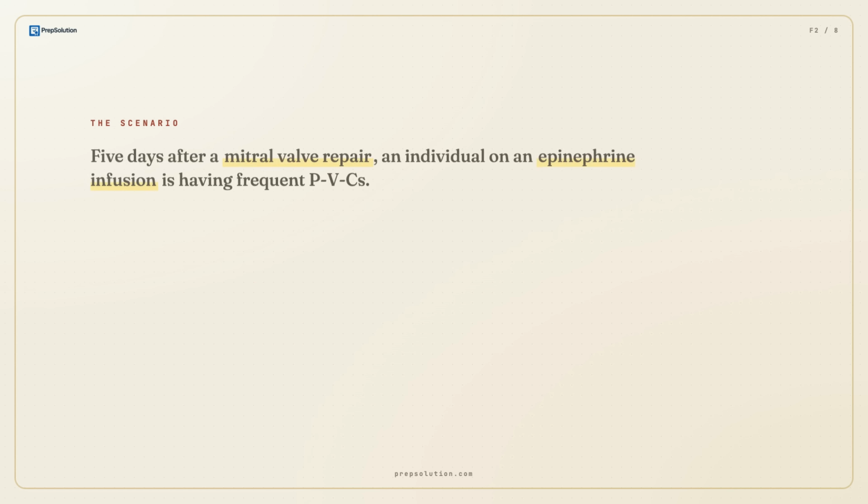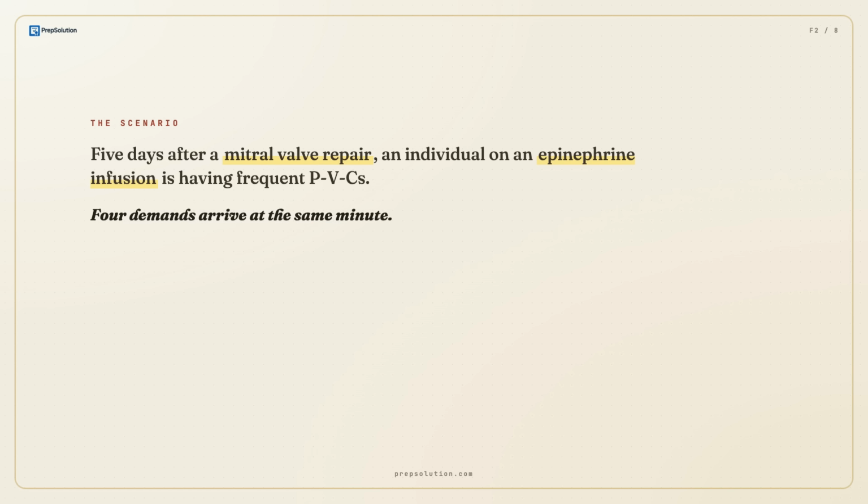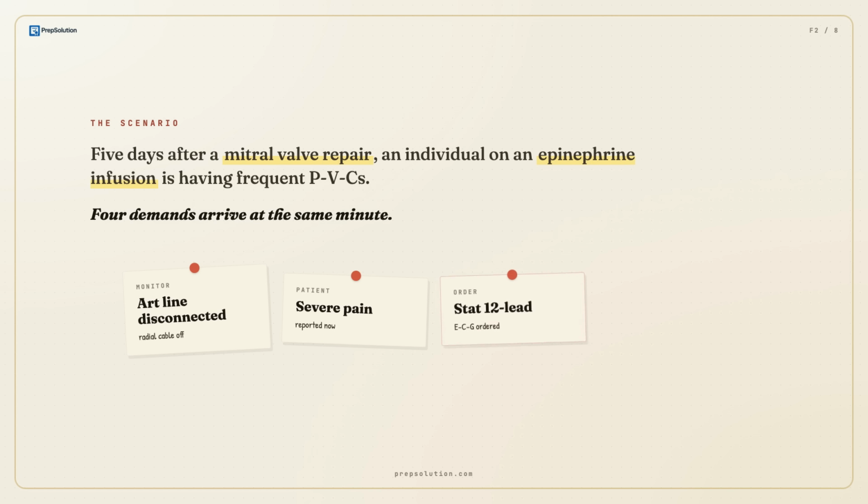Here is the scenario. 5 days after a mitral valve repair, an individual on an epinephrine infusion is having frequent PVCs. 4 demands arrive at once. The monitor alarms because the radial art line cable is disconnected. The patient reports severe pain. The provider orders a stat 12 lead ECG. The family is at the door and needs isolation instructions. 4 tasks, 1 nurse, 1 UAP. The question is which task crosses the painted line and which one stays in the lane the UAP can take.